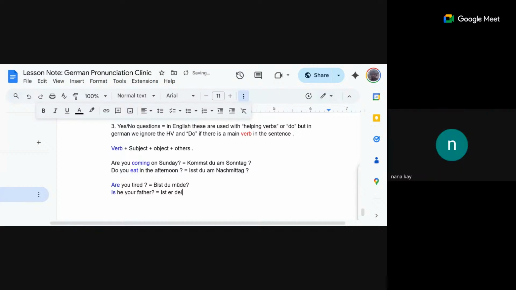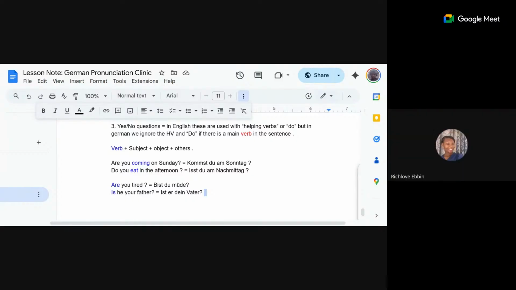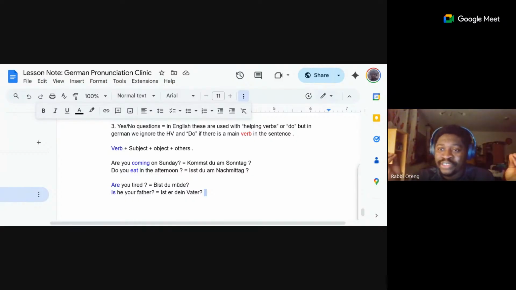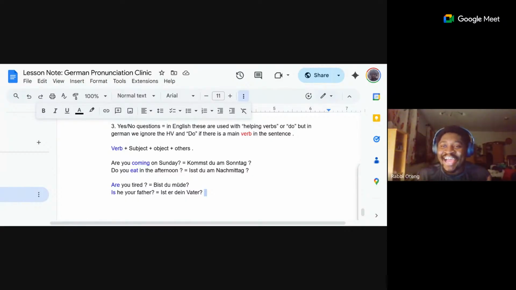Dein Vater. Okay. So it's dein Vater and not deinen Vater, because we said before you can get an accusative. Accusative case is when we have an object in the sentence. We have a subject and an object. But when the subject is still the direct object in the sentence, then it's still used in nominative form.